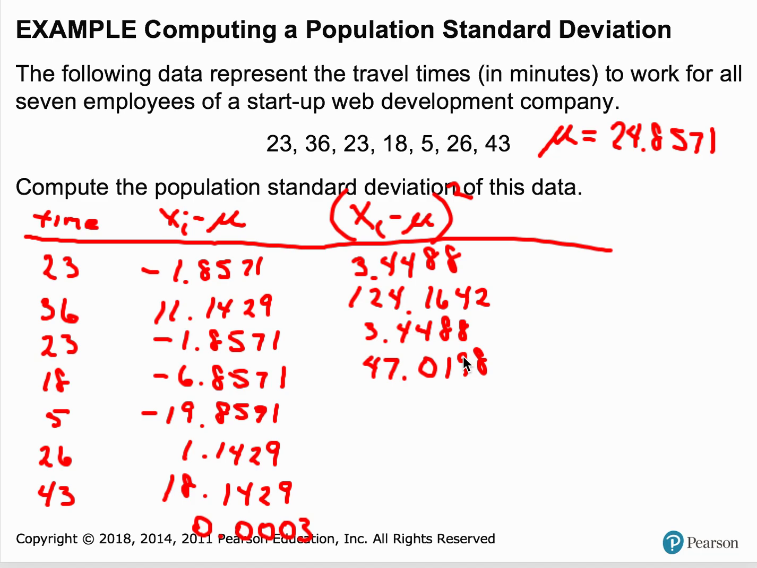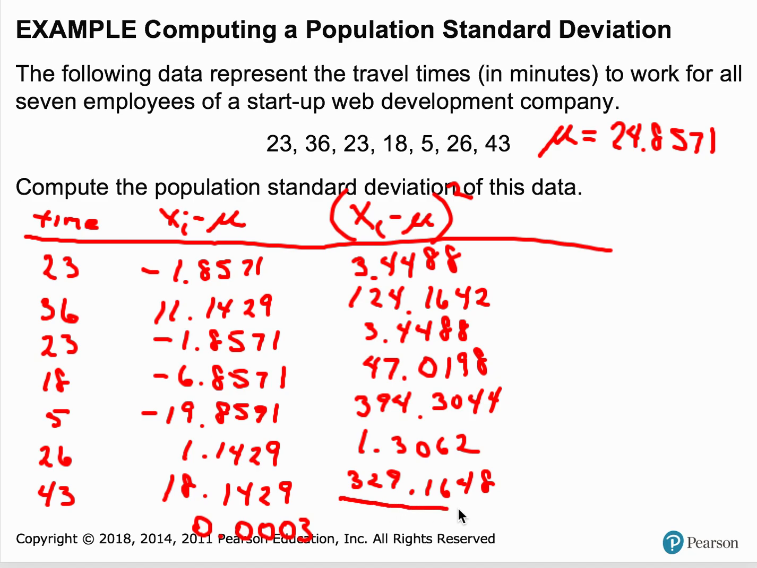19.8571 squared is 394.3044. 1.1429 squared is 1.3062. 18.1429 squared is 329.1648. Okay, now it's really this that I'm going to add up.